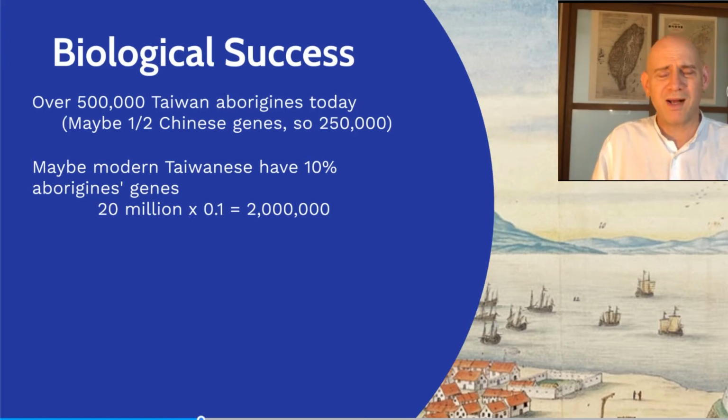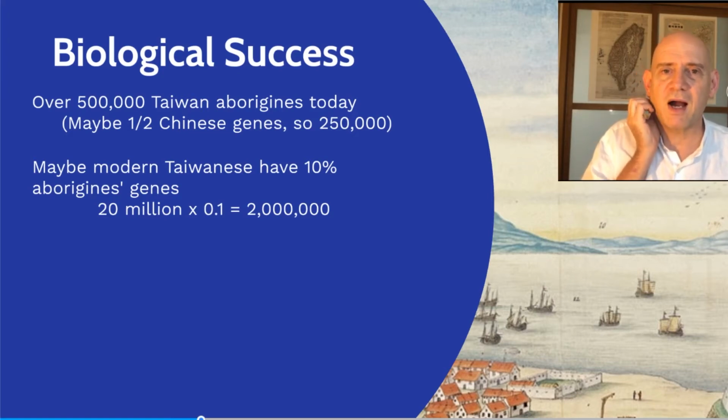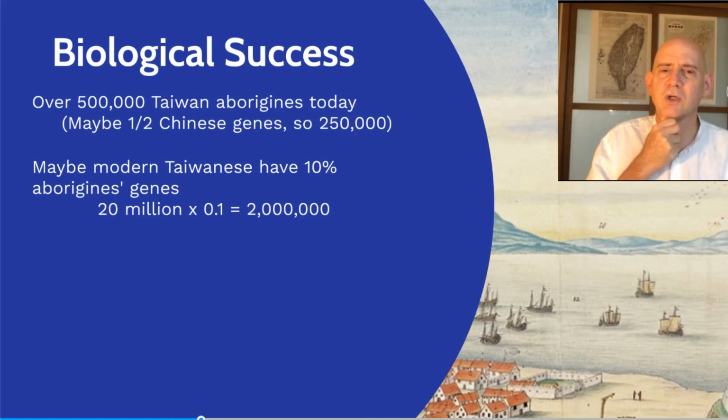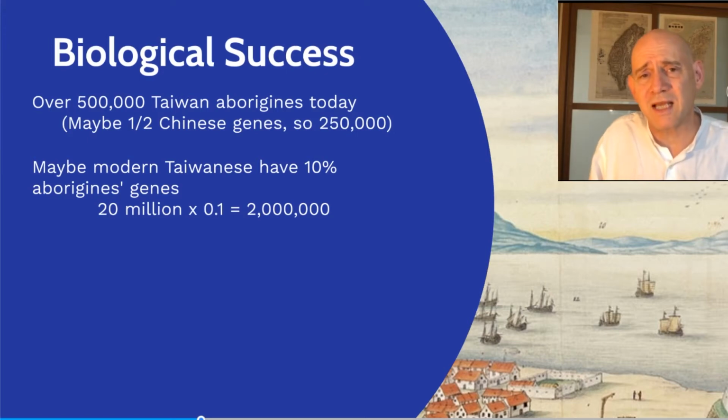Well, we don't have a good calculation for this, but we know that in Taiwan today there are about 500,000 people that identify as Aborigines. Some of these are mountain tribes or mountain groups. Some of them are what you might call the Pimputsu, the Plains Aborigines. Now, these people are often mixed blood. So if you're thinking just in terms of genes, biologically, maybe half of their genes are Chinese, half are Aborigine, so you probably discount this population of 500,000 by half, and call it 250,000.